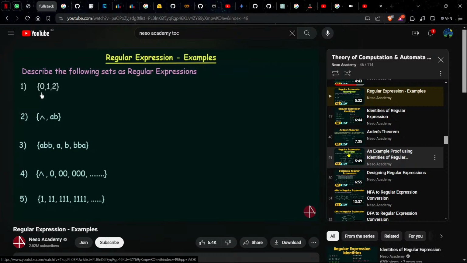Alright, so let's see the first one. The first one is a set containing the symbols 0, 1, and 2. That means it could contain anything from 0 or 1 or 2. These are the things that can be contained in this set. So in the form of a regular expression, it can be written like this. Let's say the regular expression is R equal to 0 + 1 + 2. The plus symbol is used to denote or. So 0 or 1 or 2. This is the regular expression used to denote this set. So it was simple.